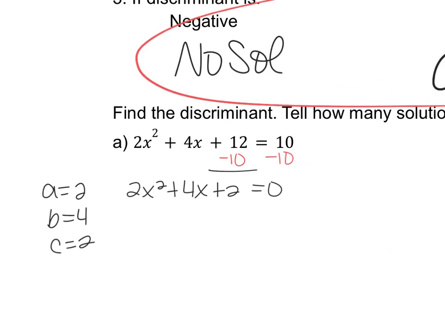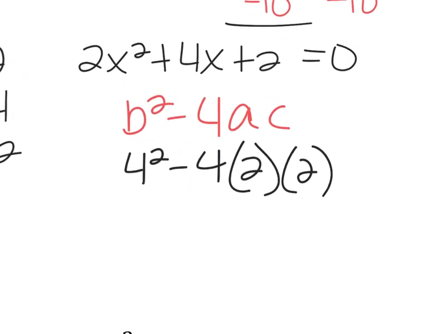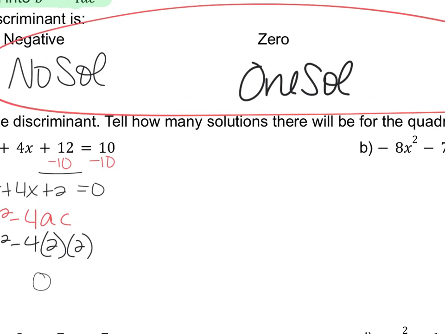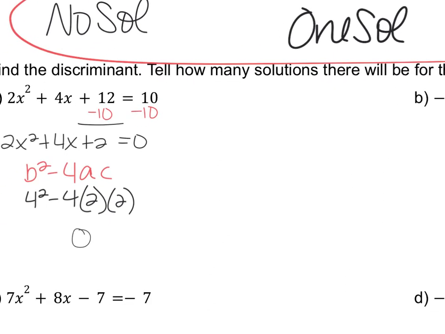So I am plugging it into b squared minus 4ac. So my b is 4, so this would be 4 to the second power minus 4 times my a, which is 2, times my c, which is 2. Okay, so now if I were you, I would just straight up stick that in a calculator and see what you get. That's usually what I do. So on this one, whenever you solve it, you get 0 as your answer. So what does it mean whenever your answer is 0? That means it is 1 solution. So the answer to this problem is 1 solution. That's all they want you to write.